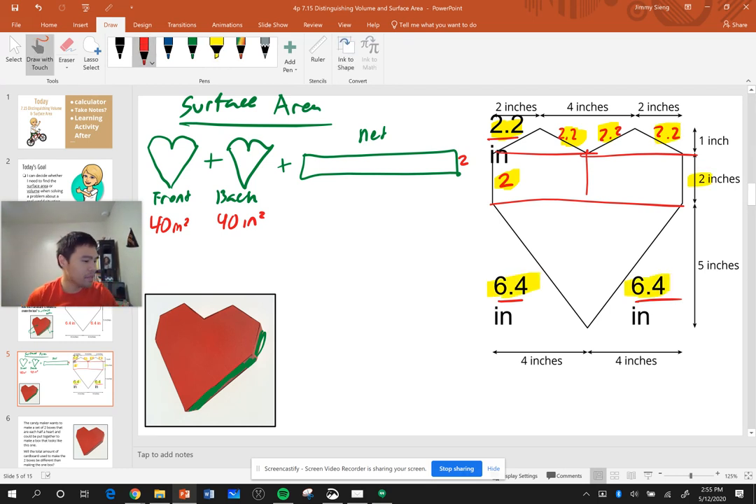So I'm going to take all these numbers that I'm highlighting and add those all up. Let me get my calculator out. So we get 2.2. There's 4 of them. 2 times 2.